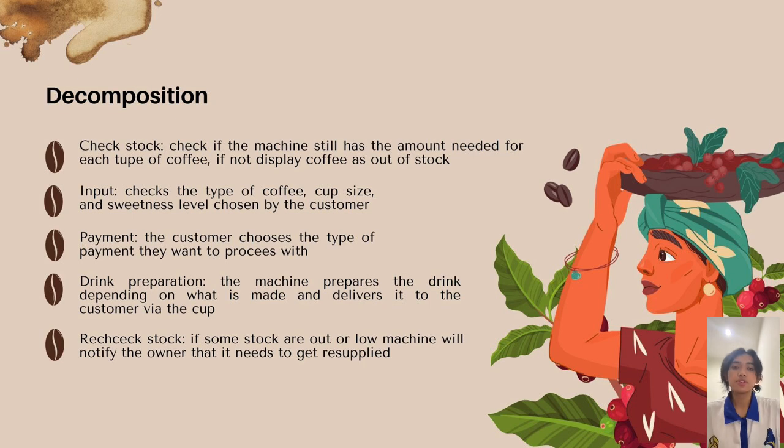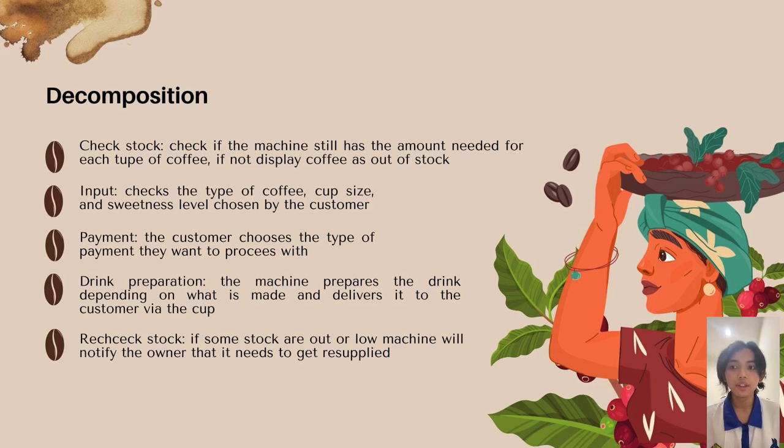First, we have decomposition, which is breaking the problem into smaller tasks. The first step is going to be checking stock. We're going to be checking if there are enough ingredients for a certain coffee, sweetness type, and cup size. If there isn't, it's going to be displayed as unavailable and it cannot be ordered by the customer. Next one, we take input from the customer, taking the type of coffee, cup size, and sweetness level as chosen by the customer. And then the third one is payment process. The customer chooses what kind of payment they want, and then they pay with it.